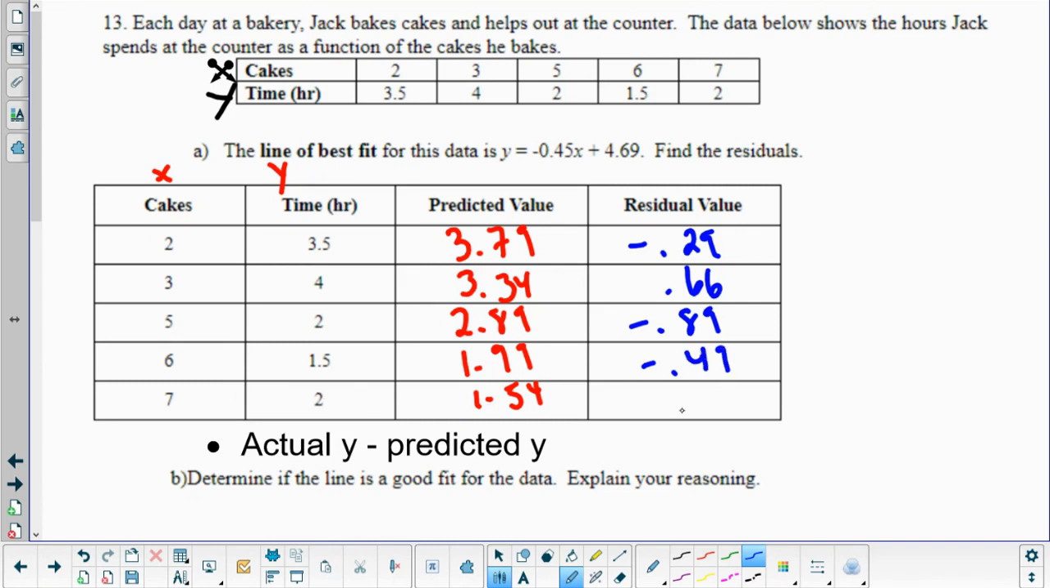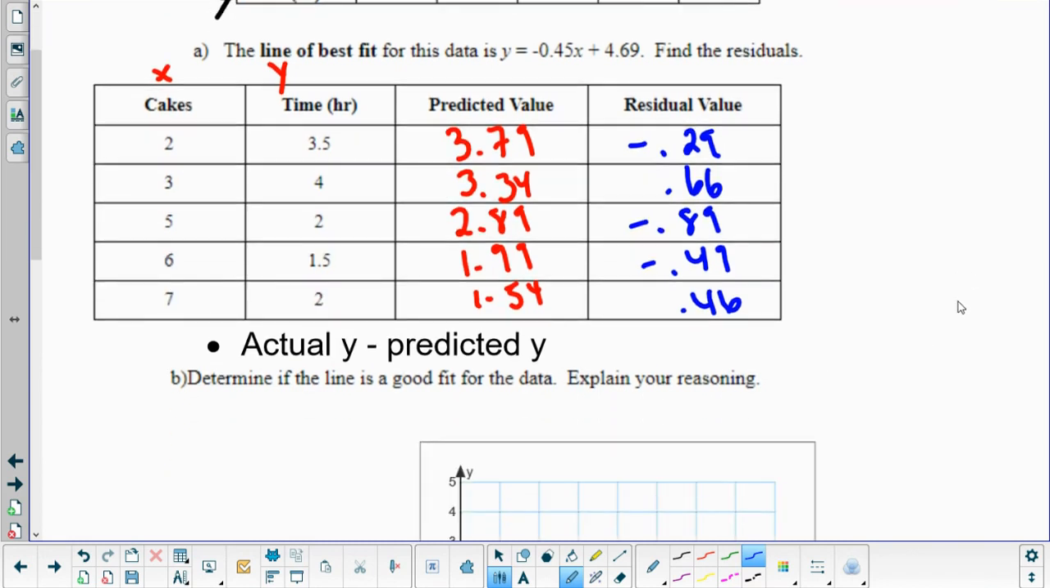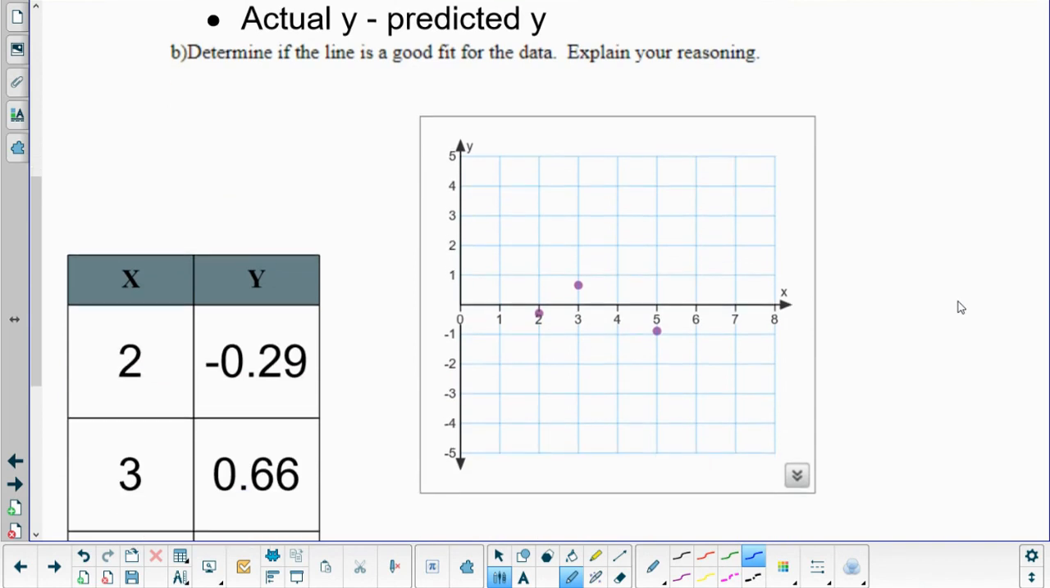Actual minus predicted. Okay, and that's how we get our residual values. Now, the second part says determine if the line is a good fit for this data and explain your reasoning. So what I decided to do, even though they didn't give it to you, I put these values on a residual plot. Remember, the residual plot only has quadrant 1 and 4. And for every x value, I plotted the residuals, whether they were over or under our actuals.